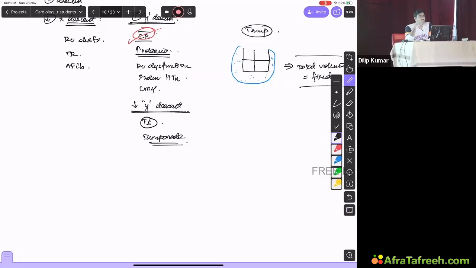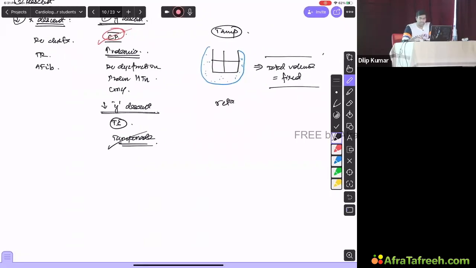So during diastole, the ventricle cannot fill because the total cardiac volume is fixed. So there will be a diminished what? Y descent. But these patients will retain the X descent. Retain X, but there will be diminished Y. Why do they retain the X descent? Because X descent is due to ventricular contraction. So as I told you, during ventricular contraction, blood is moving out. So at that time, the heart can receive blood. Are you able to understand or not?